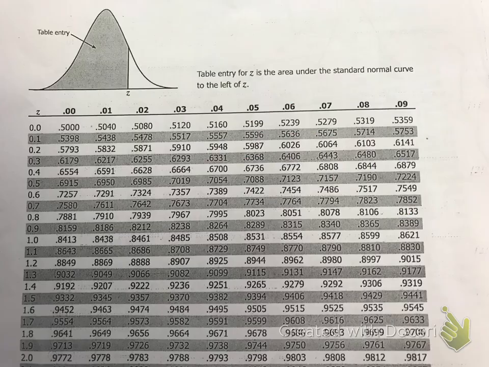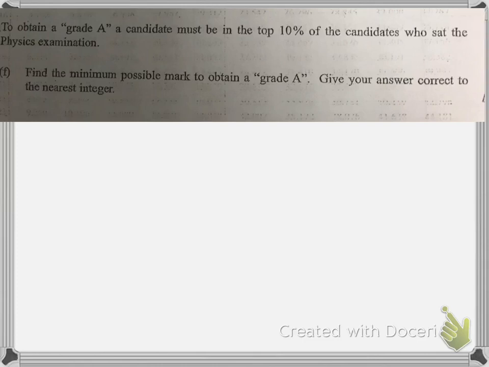All right, last question here. Here is where we have to work backwards. So it says to obtain a grade A, a candidate must be in the top 10% of the candidates who sat for the physics examination. In this case, find the minimum possible mark to obtain a grade A. Okay? Now the Z-score, this is how it's set up. You're going to want to memorize that and know it very, very well because you're going to be doing it over and over and over again.